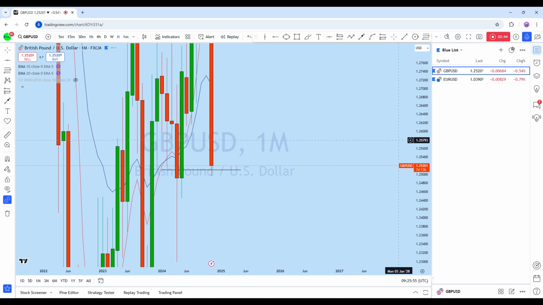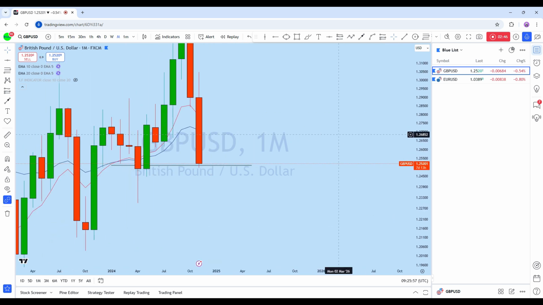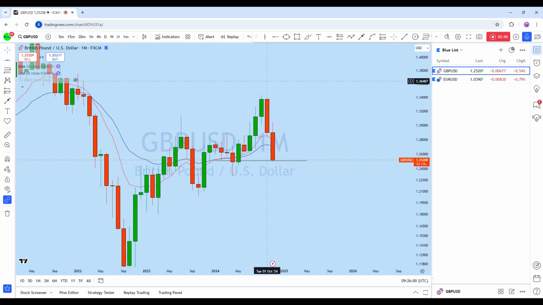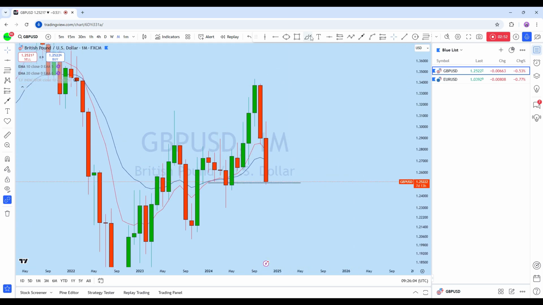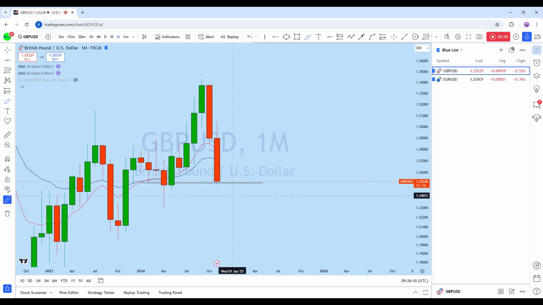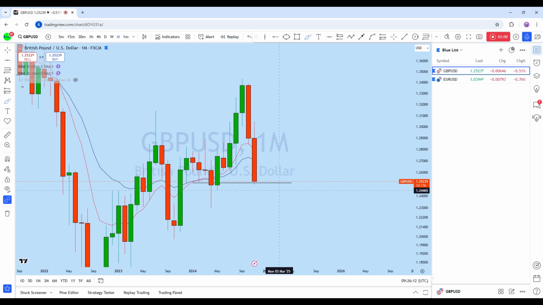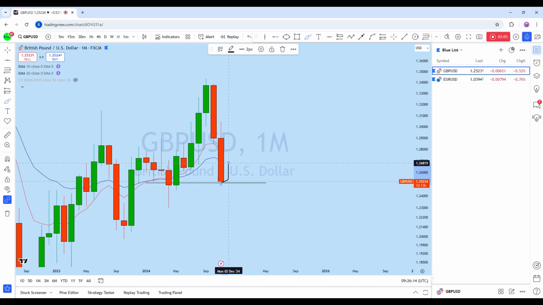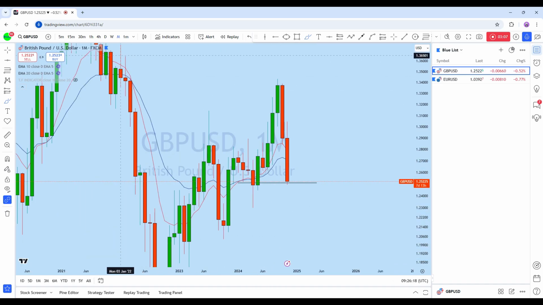Now looking at the monthly chart on GBPUSD, we can see that this is also a highly bearish market. We have seen a massive bearish engulfer followed by another bearish candle on GBPUSD. Currently the price is below the monthly support, and we will be waiting for a deeper pullback and then for it to continue to drop to create a new lower low.